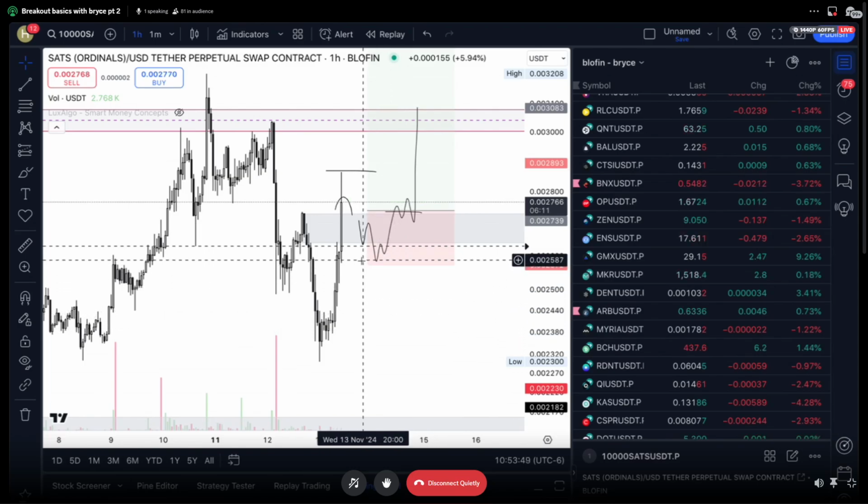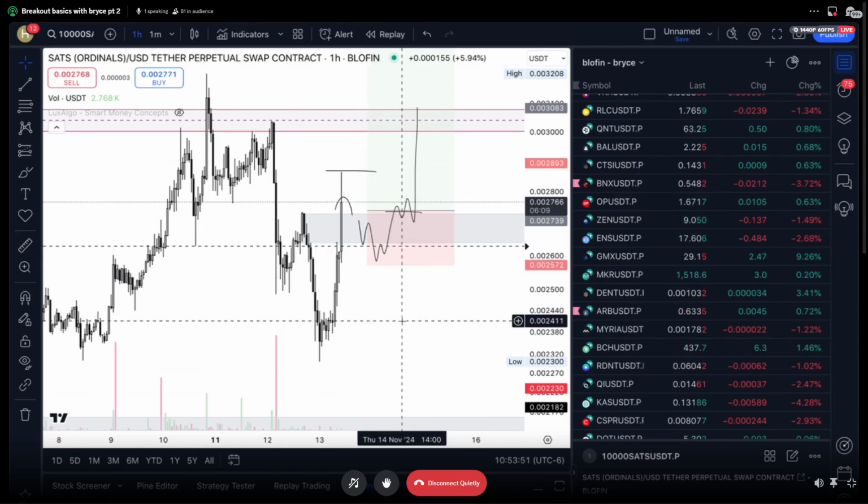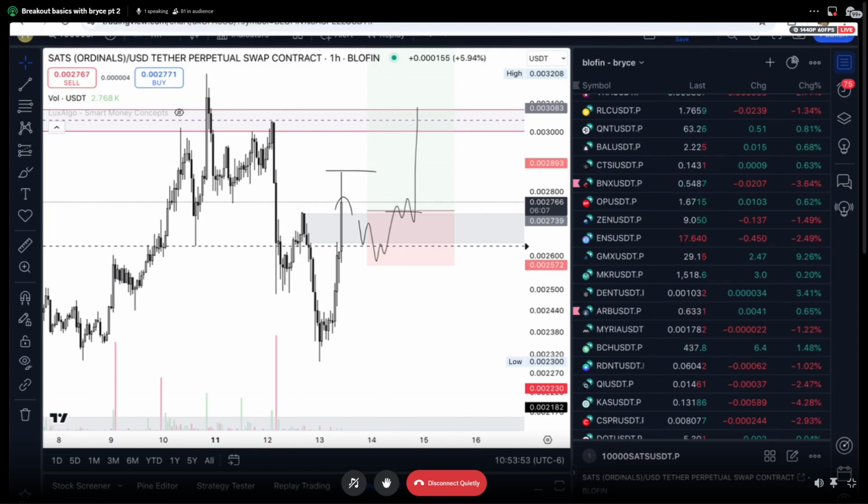TPs are just external liquidity. Stop loss is below the deviation. It's very, very, very simple.